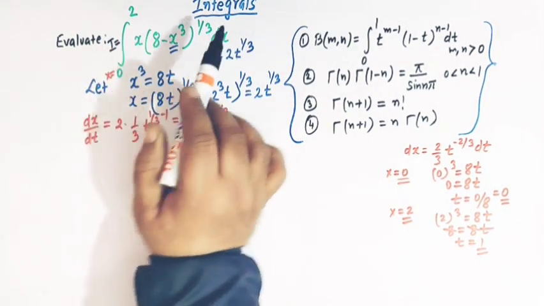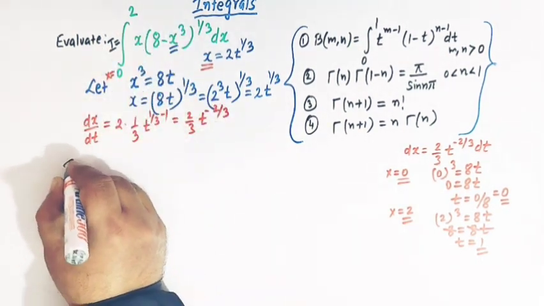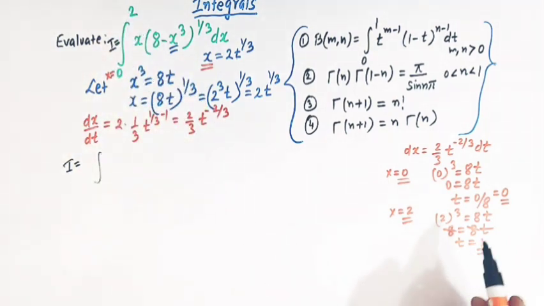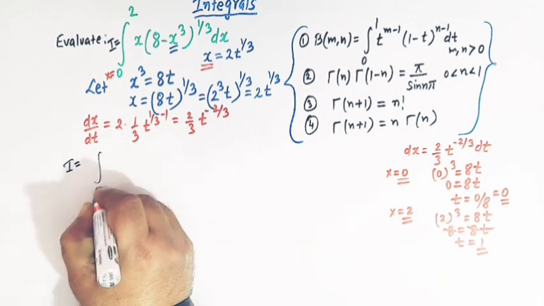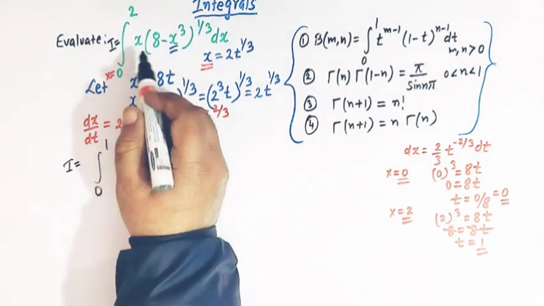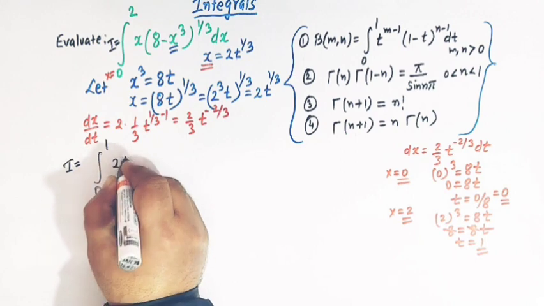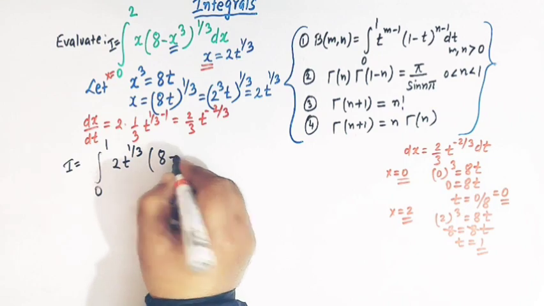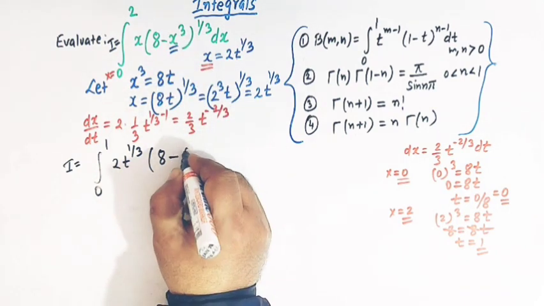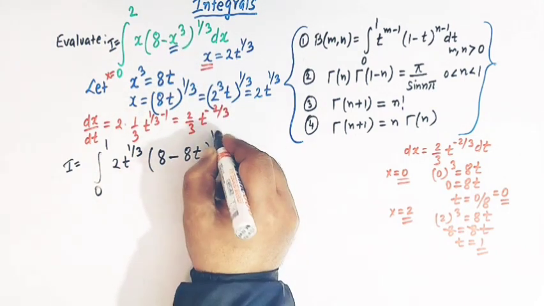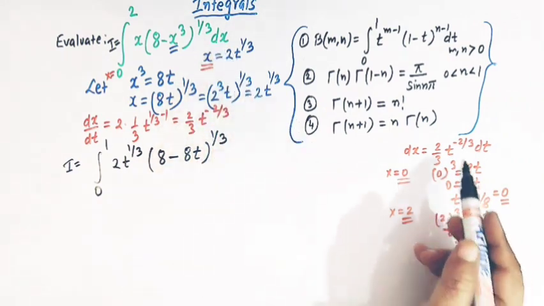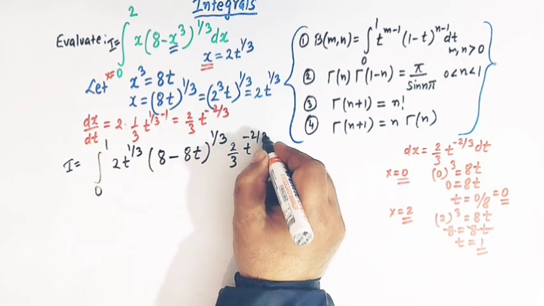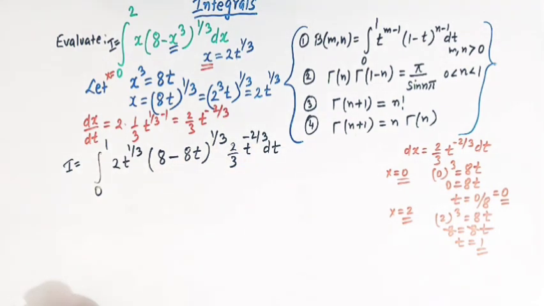So now we can write this integral I in terms of t, right? So instead of 0 to 2, we have 0 to 1. Here we have 0, here we have 1. Then for x we can write 2t raised to 1 over 3. And then we have 8 minus x cube, x cube is 8t, and then we have 1 over 3, and dx is our 2 by 3 t raised to minus 2 by 3 dt, right?